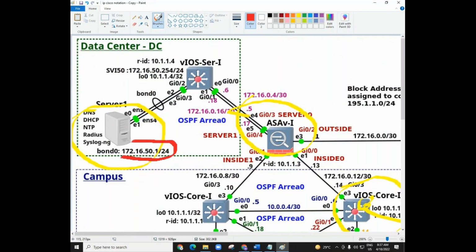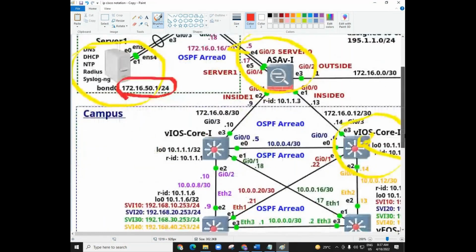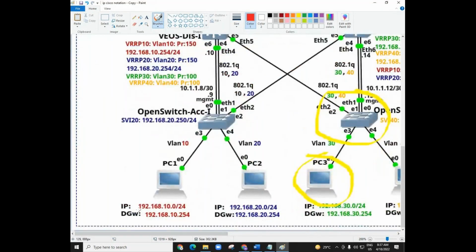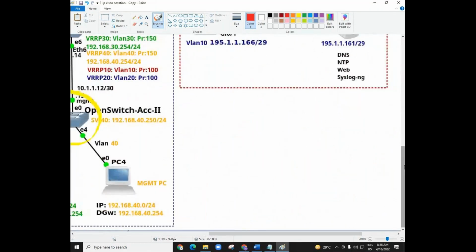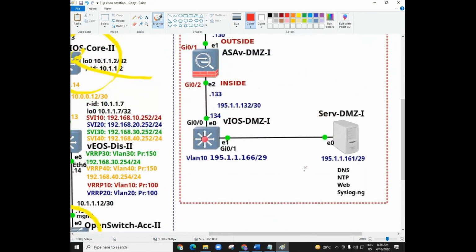172.16.50.1 is the number. On this, what is the number? 10.1.1.4 is the number. On this particular device, there is a computer. What is the number? 192.168.10.0 is the number. Okay, so there is one more server here and the number is 195.1.1.165, then slash 29.